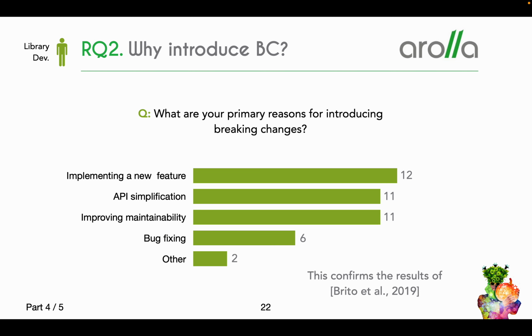To answer the second research question, we asked library developers why they introduce breaking changes. With the questions, we also confirmed the previous study that was done by Brito and others in 2019. So as you can see, the most popular reason for introducing breaking changes is implementing a new feature. The second and third most popular reasons are API simplification and improving maintainability. And after that is bug fixing and other reasons that we do not list here.